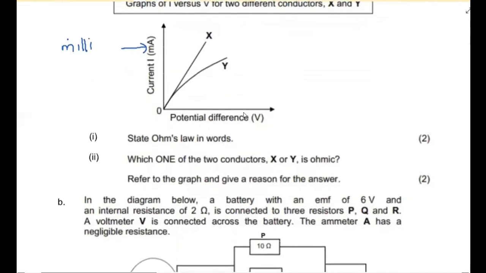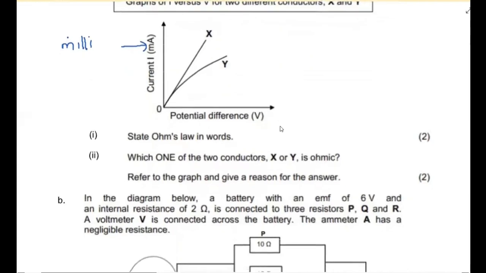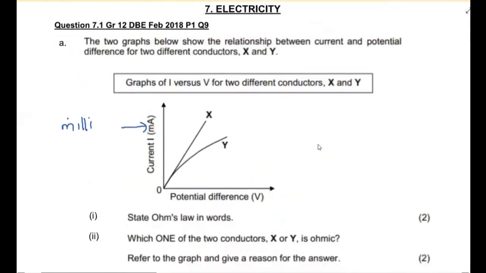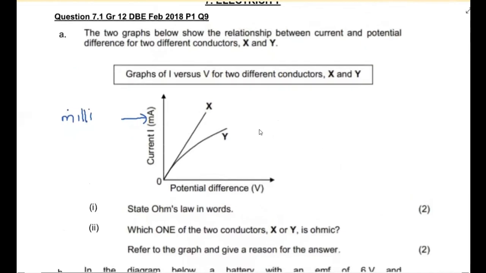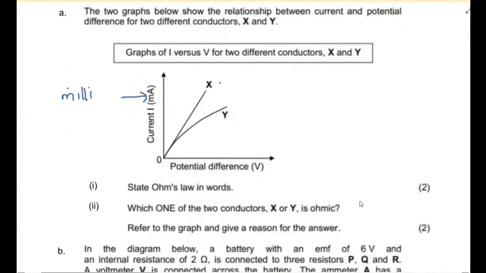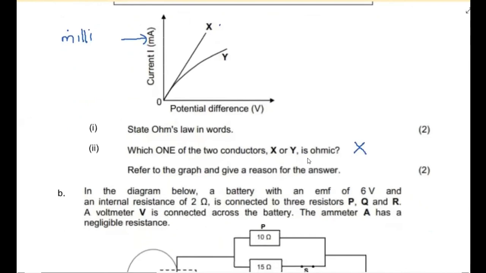State Ohm's law in words. So that is that the current is directly proportional to the potential difference at constant temperature. Which one of the following conductors is ohmic? Okay, who's going to tell me quick? Who's going to answer? X or Y? X, ma'am. X, well done. So X is my ohmic resistor. And they want you to refer to the graph and give a reason.